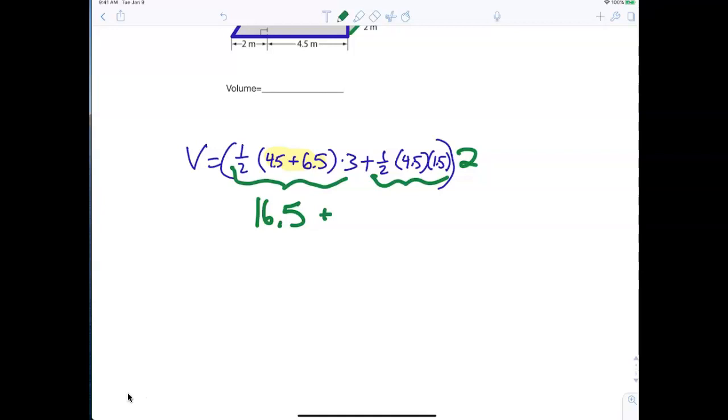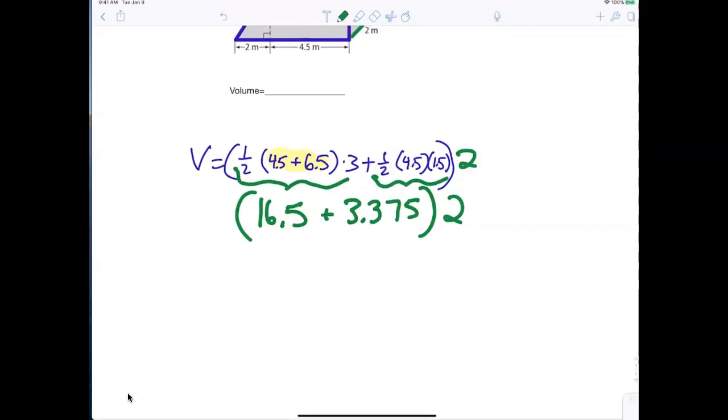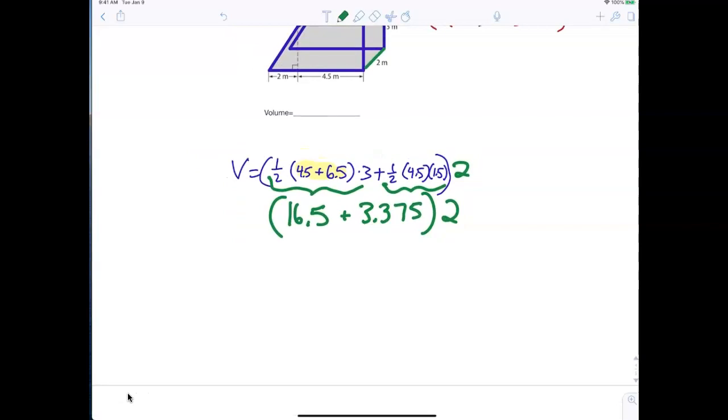What is it, Angelina? 3.375. I believe she's correct, but of course I'm not going to take her word for it. That's why I'm asking everybody to do it. Is that correct? Yeah. All right. So now we have to add those two things together. And then after you add them together, you multiply by 2, and that will tell you what the volume is. Somebody said 39.75, but that's still not quite correct. 23.25 meters cubed, right, because we're measuring volume.